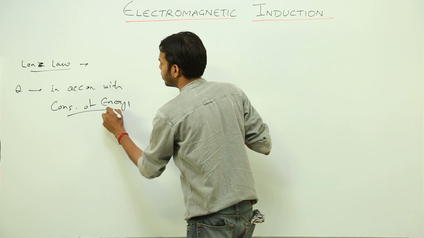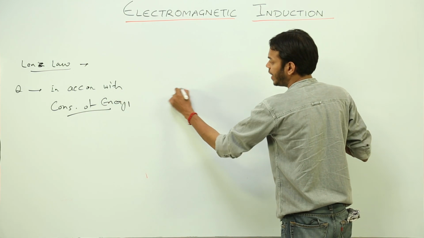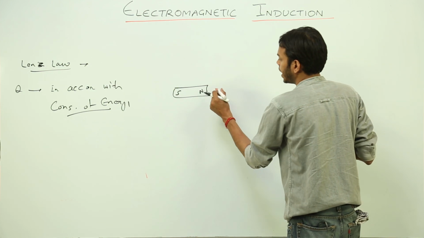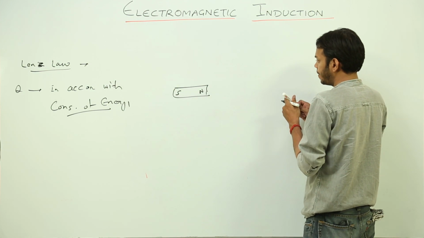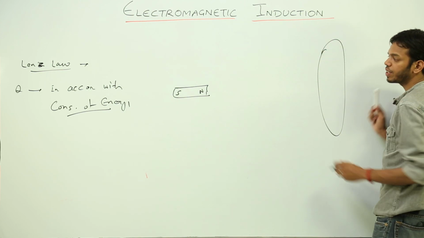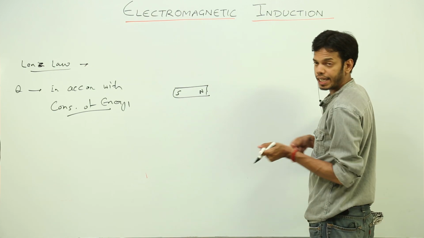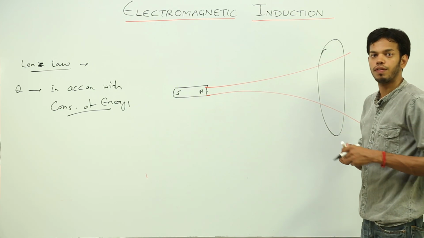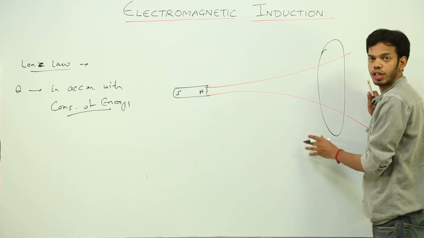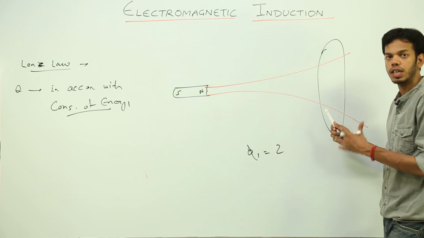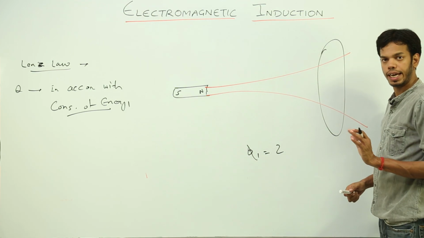I'll explain. We have a magnet, with North Pole and South Pole, and we have a loop placed some distance away. Let us say right now only two magnetic lines of force are passing through this coil. That means flux is equal to 2. What is flux? The number of lines passing through the surface.